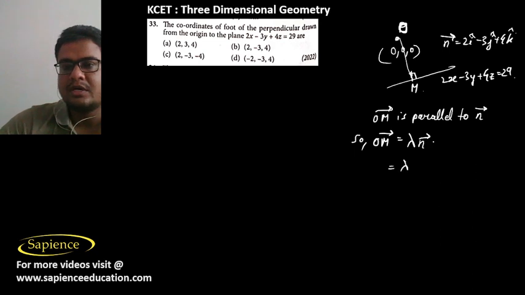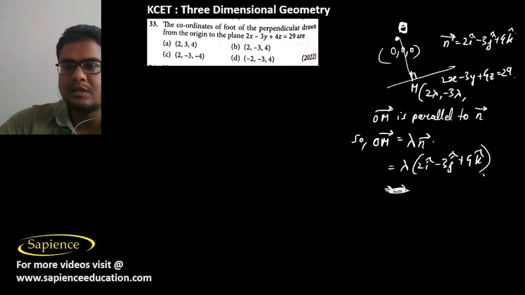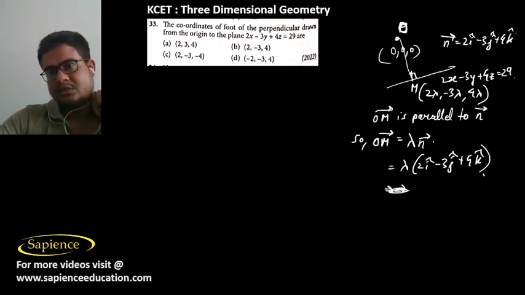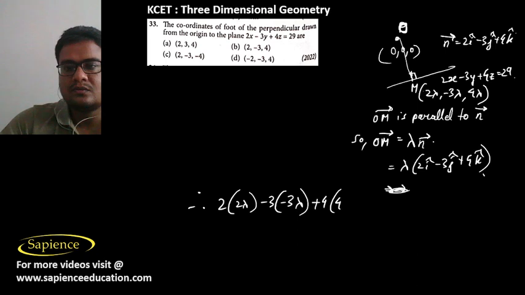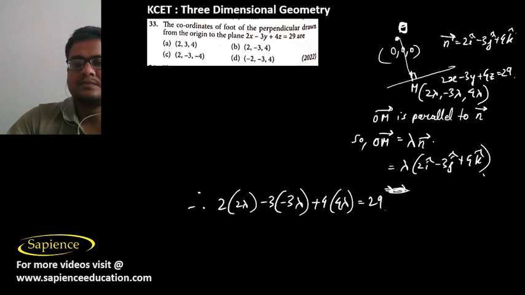OM vector will be lambda times 2i cap minus 3j cap plus 4k cap. Therefore the coordinates of the point M are 2 lambda, minus 3 lambda, 4 lambda. And since this point M should lie on the plane itself, it should satisfy the equation of the plane. Therefore 2 into 2 lambda minus 3 into minus 3 lambda plus 4 into 4 lambda is equal to 29.